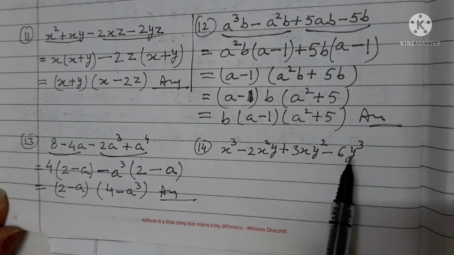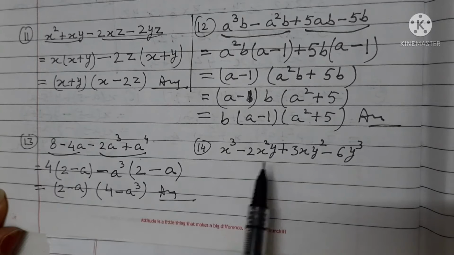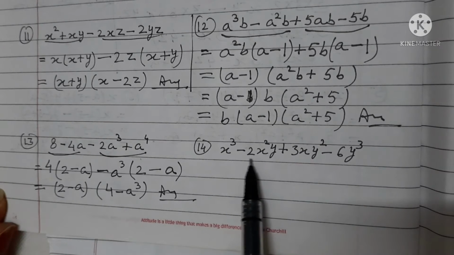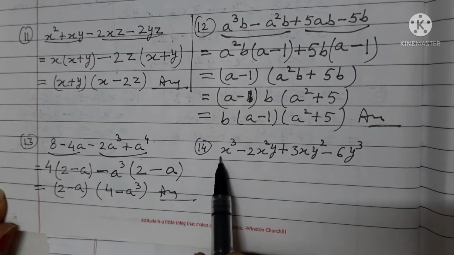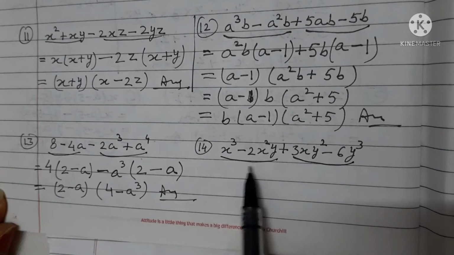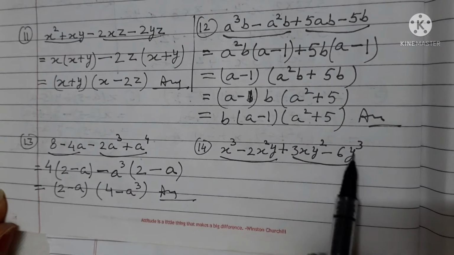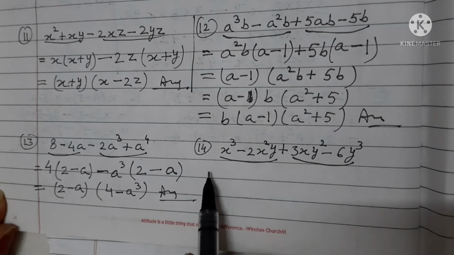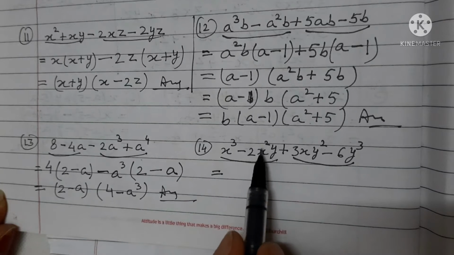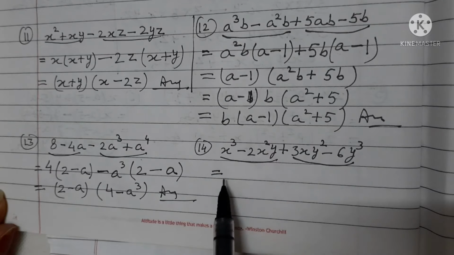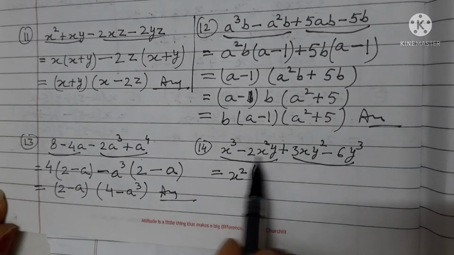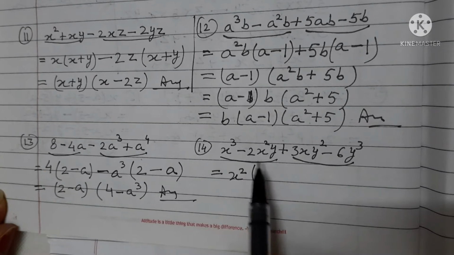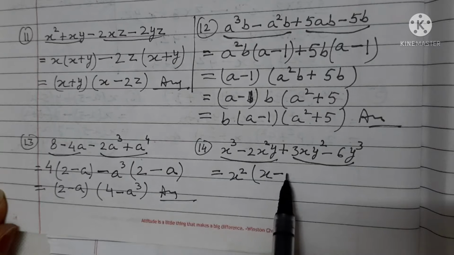Now question number 14. To make groups, watch all the terms. Here 2, and when you take 3 common in this term you will get 2 here. So we try these 2 terms together and these 2 terms together. Now take common. So here the lower power of x is 2, here x cube, so take out x square as common, and nothing is common in these 2 terms. Now here x minus 2y will be in the bracket.